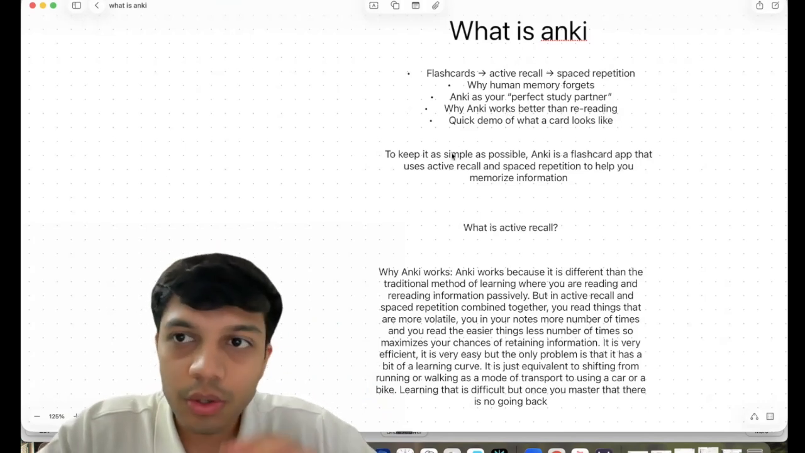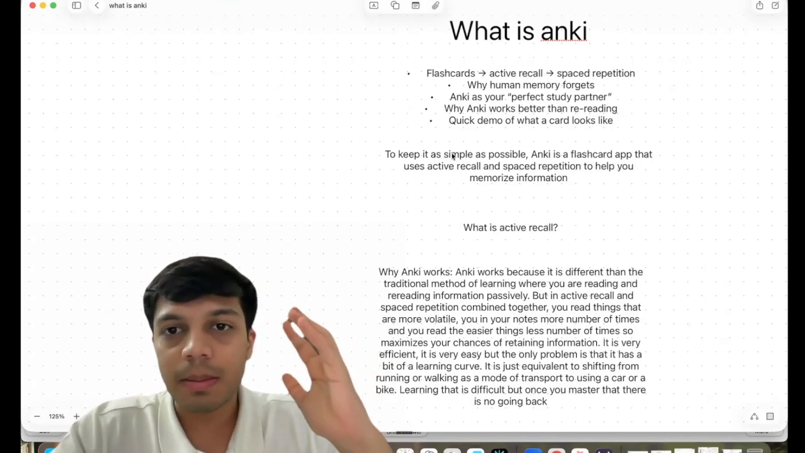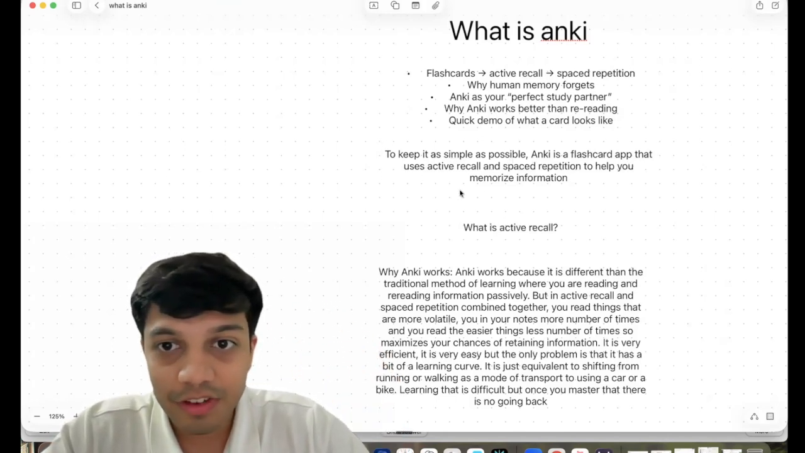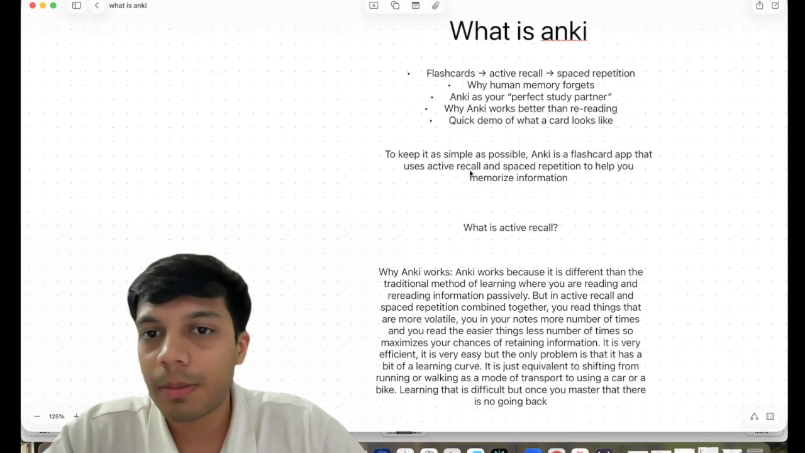So to explain it in extremely simple terms, Anki is a flashcard app that uses active recall and spaced repetition to help you memorize information.